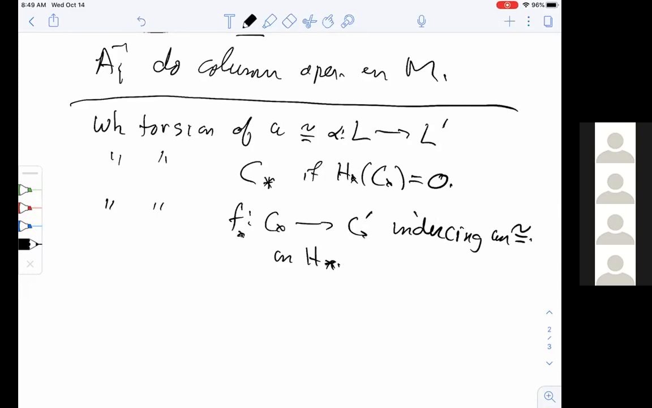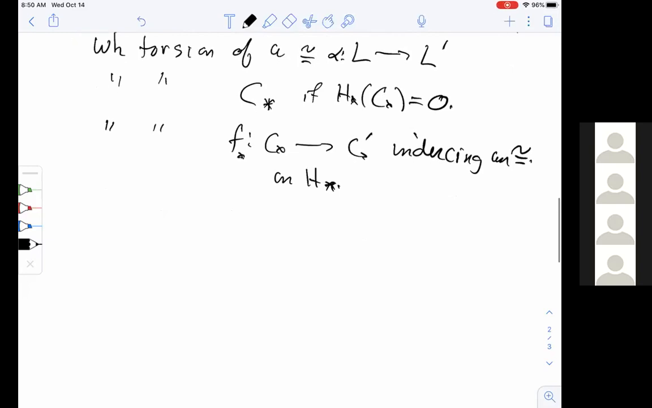Remember, the construction there was to take the mapping cylinder of this chain map. It inherits bases. It's free over the integral group ring, and its homology is trivial. And the Whitehead torsion of this map is the Whitehead torsion of the mapping cylinder chain complex using the previous definition.